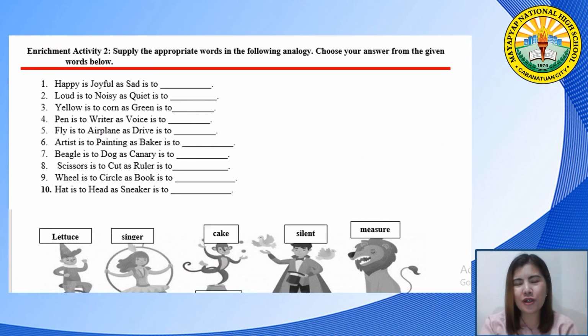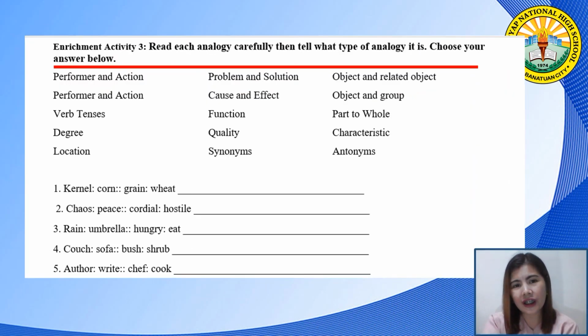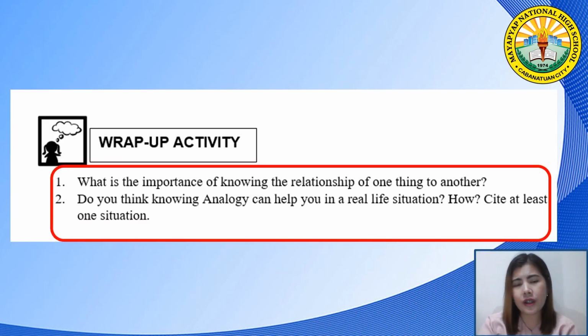For your second enrichment activity, you need to supply words from the given choices. Make sure that you analyze the words thoroughly, then write only your answer in your answer sheet. Another 1 point each. For your third activity, read each analogy carefully and identify the type of relationship used in each. That is another 1 point. And for your final activity, answer the given questions briefly based on your understanding of the lesson. That will be 5 points each.